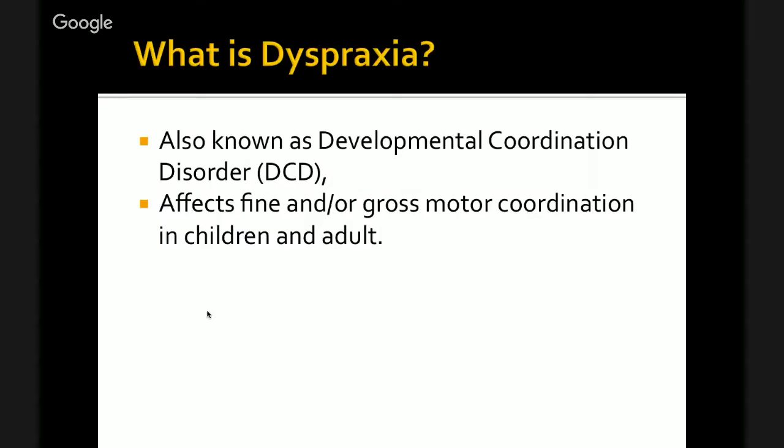What is dyspraxia? It is also known as developmental coordination disorder, DCD. It affects fine and gross motor coordination in children and adults. Individuals may vary in how their difficulties present. These may change over time depending on environmental demands and life experiences and will persist into adulthood.